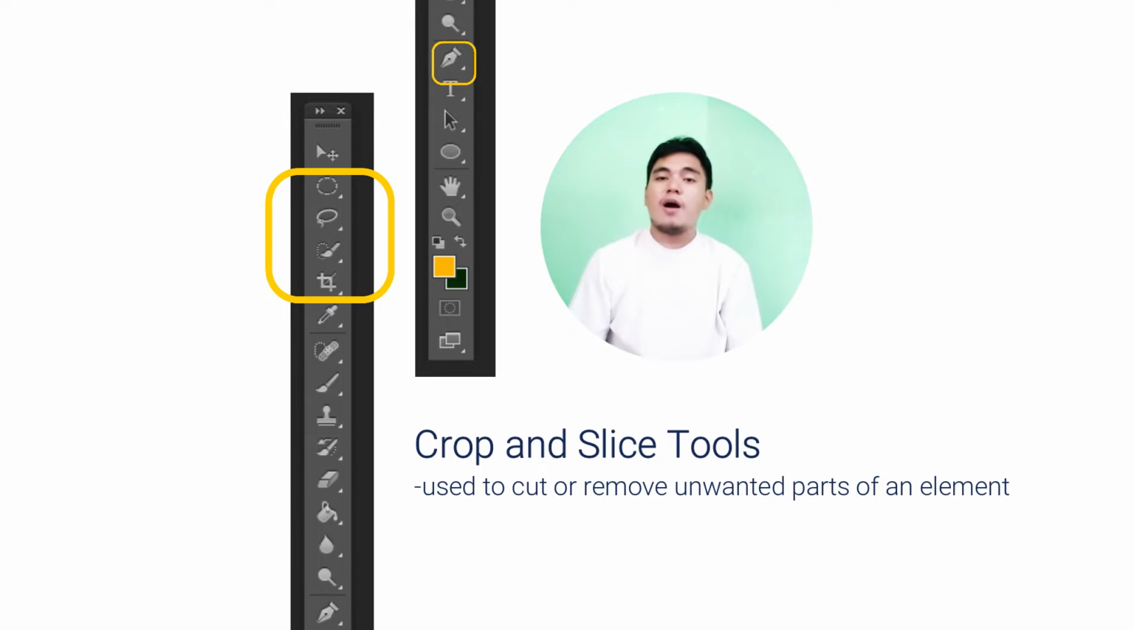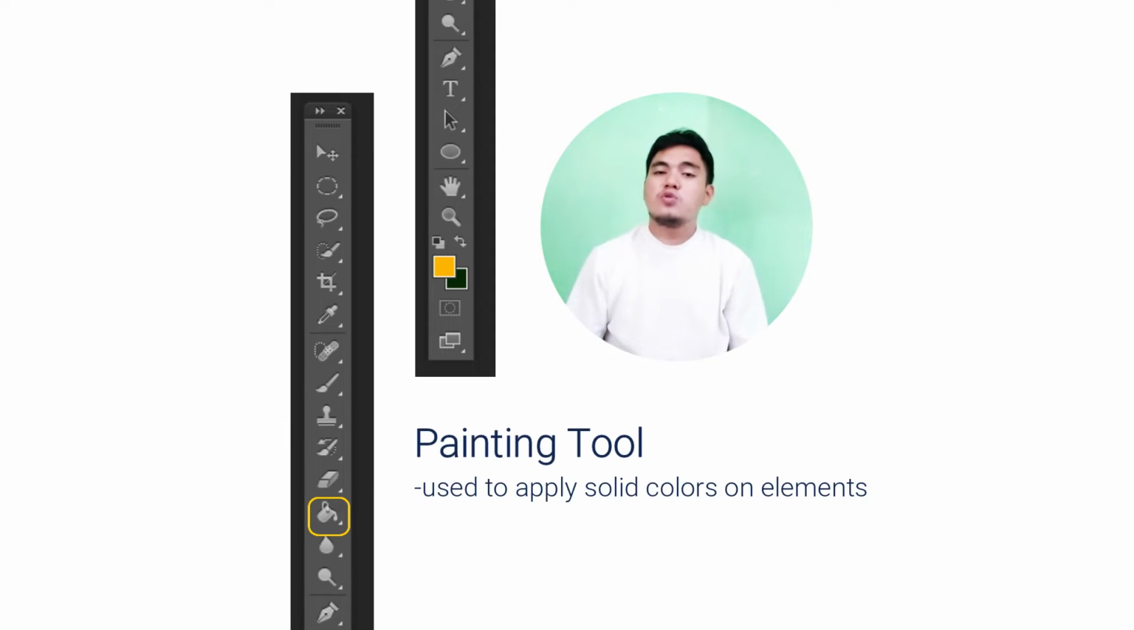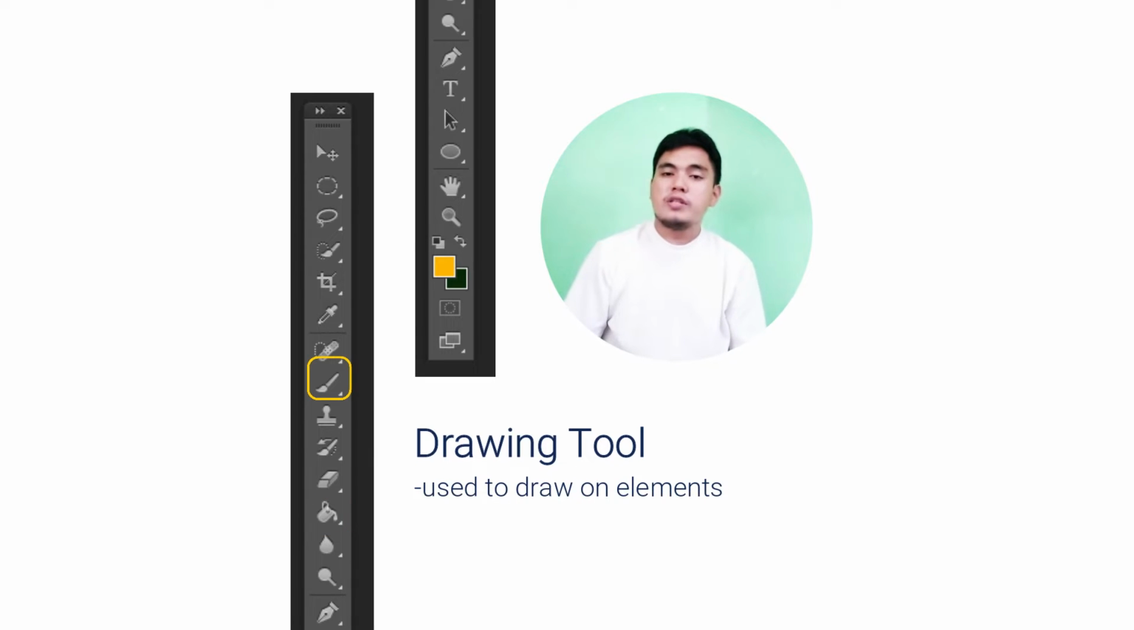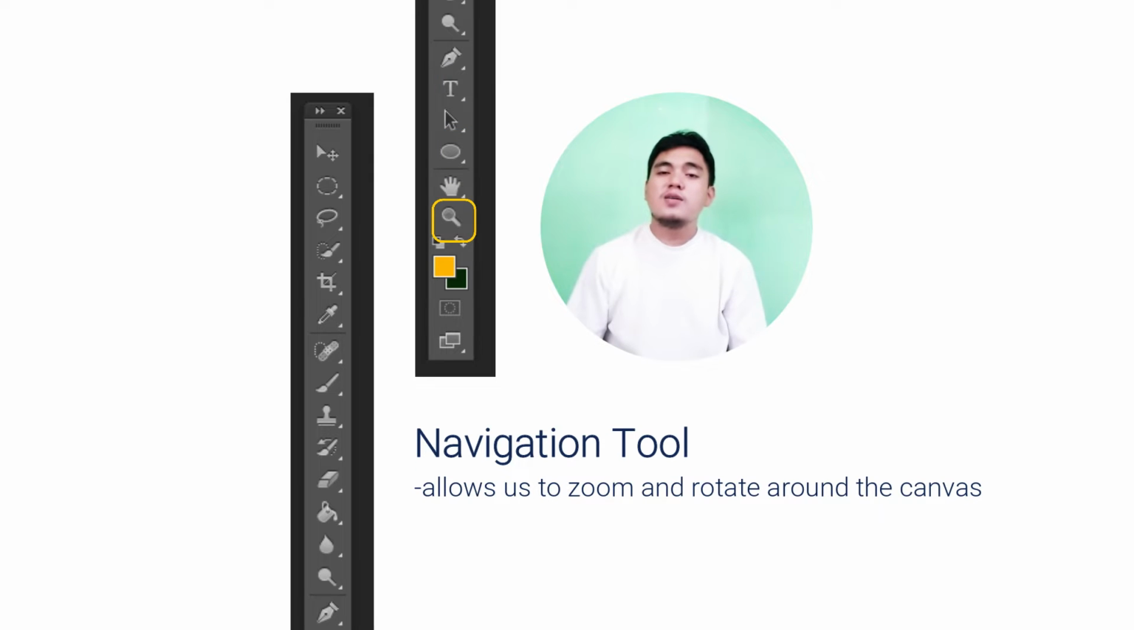Then, we have the Crop and Slice tools, which we use to cut or remove unwanted parts of an element. The retouching tools, which we use to enhance images, and painting tools, which we use to apply solid colors on elements. Next, we have the drawing tools, which we use to draw on elements. Shape tools, which we use to place various shapes. And lastly, the navigation tools, which allow us to zoom and rotate around the canvas. Speaking of canvas, let us first learn how to create a document.